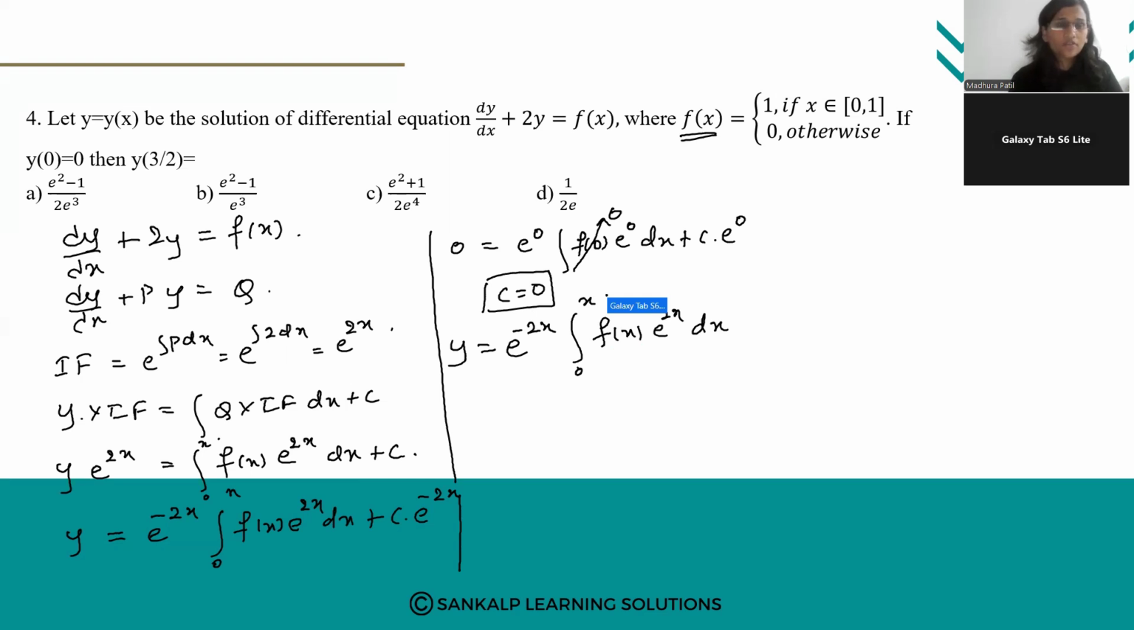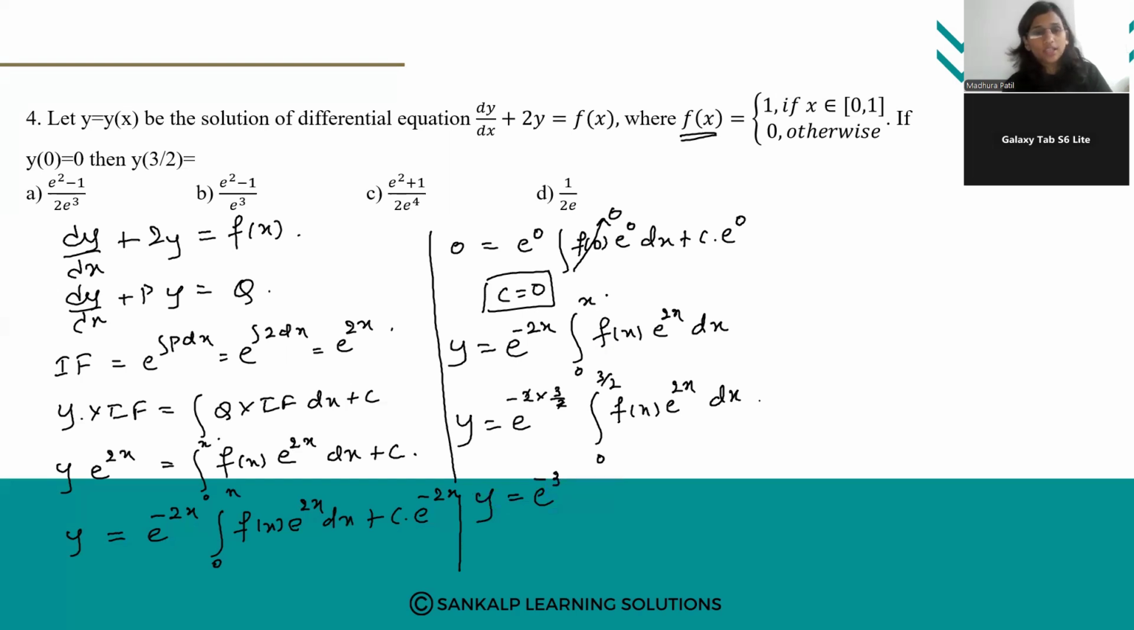Fine. Now y of 0 equals 0 we have used. Now I have to find out y of 3 by 2, so x is 3 by 2. The factor outside the integral becomes e to the power minus 3, and the limits would be from 0 to 3 by 2. The integrand remains the same. But we don't know what the function f of x is here, so there is no question of putting the limits directly. Instead, I will split the limits of 0 to 3 by 2.